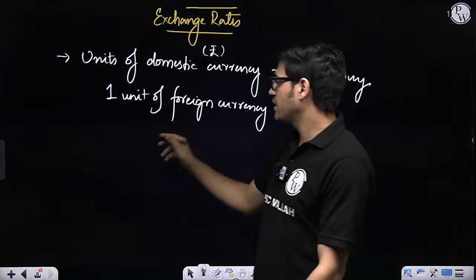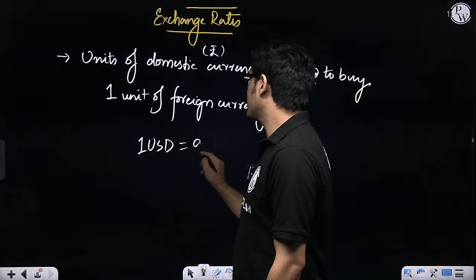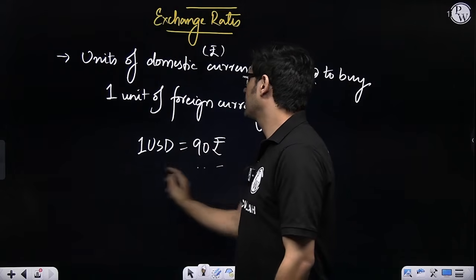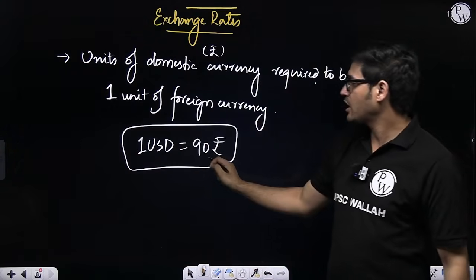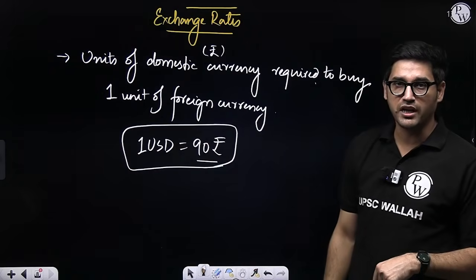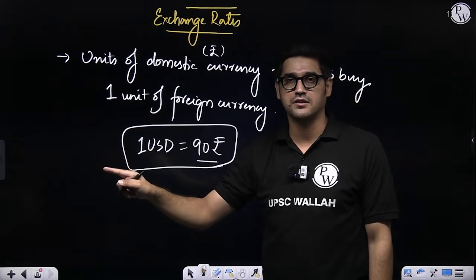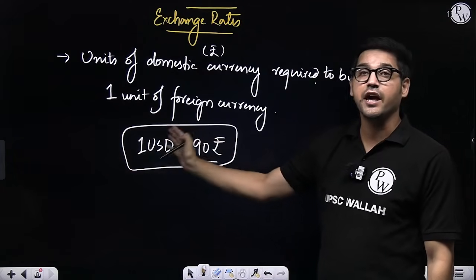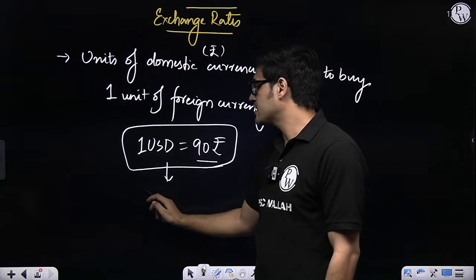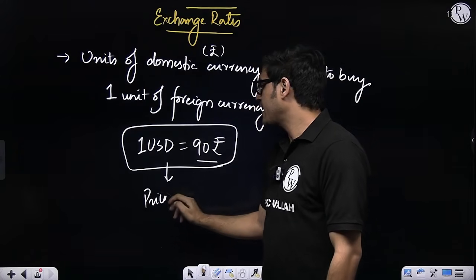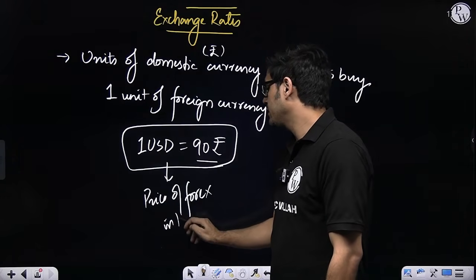For example, as of now, $1 in India is closer to 90 rupees. This you are talking about is the exchange rate. You require 90 units of home currency to buy 1 unit of the currency of the United States. This is the exchange rate. You can also think of this as the price of foreign currency in the home economy.